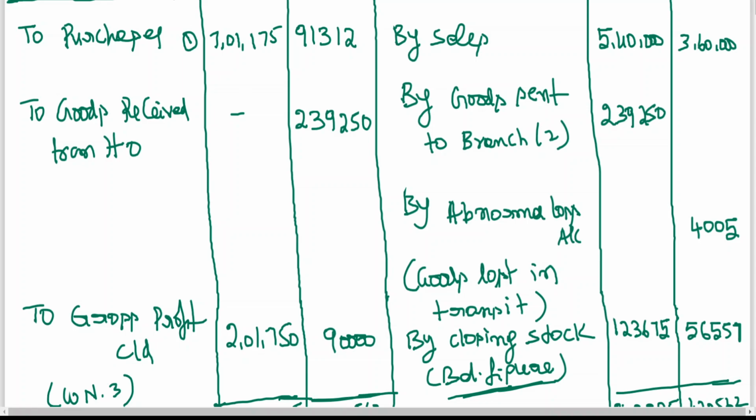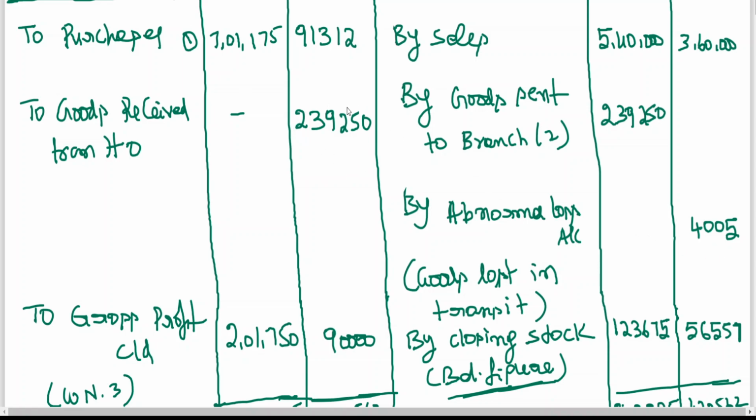But actually, if you look at the balancing figure, it is 56,557. So my contention is that if you add 56,557 plus 4,005, it is coming to 60,562. That means as on this particular date, goods lost in transit and goods physically available with the branch is coming to 60,562. This 60,562 stock is out of goods received from head office.